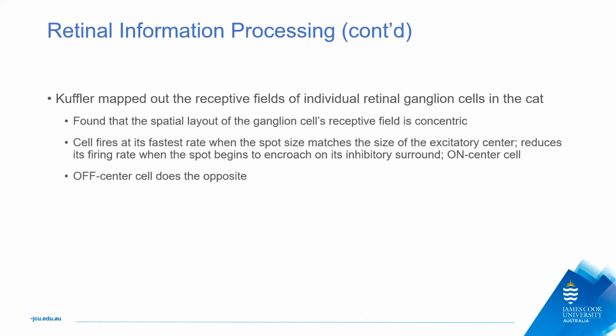And the cell fires at its fastest rate when the spot size matches the size of the excitatory center, and reduces its firing rate when the spot begins to encroach on its inhibitory surround. That's for the on-center ganglion cell. The off-center cell does exactly the opposite. So refer back to the previous slide.